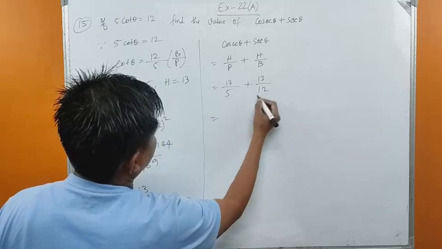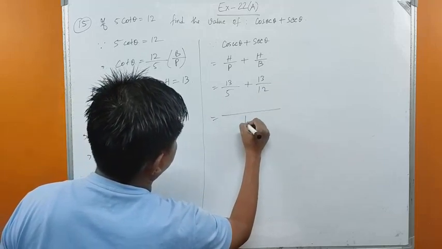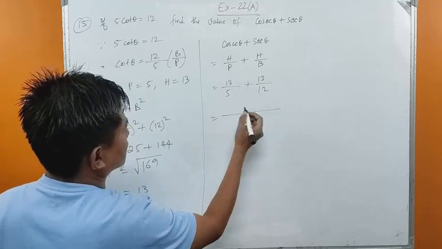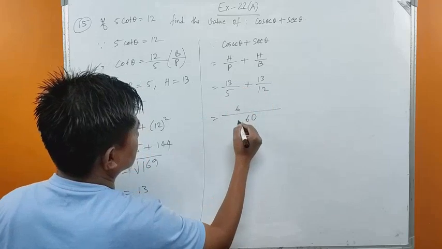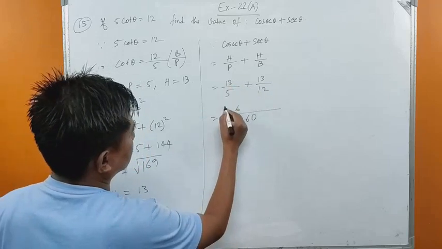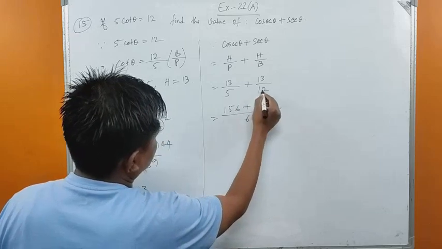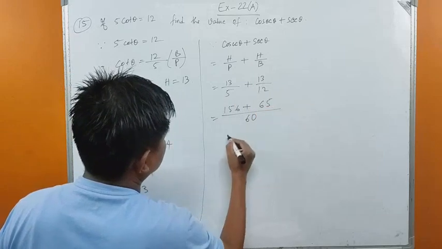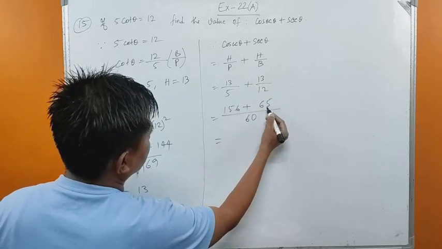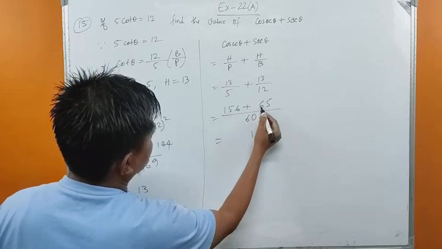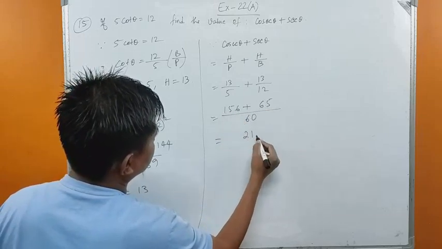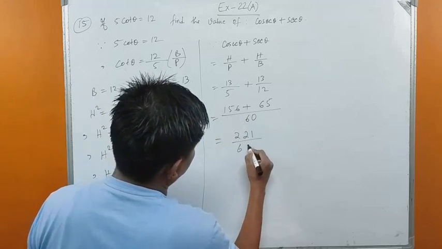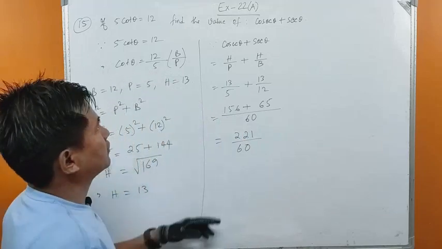So the LCM of 5 and 12 is 60. Now 5 12s are 60, so 12 into 13 is 156, plus 5 into 13 is 65. 156 plus 65 is 221, so 221 upon 60. So this is the answer for question number 15.